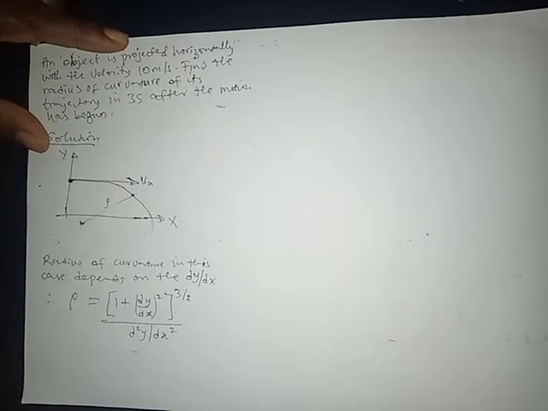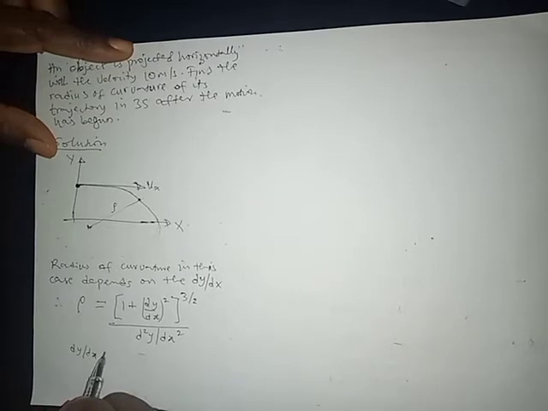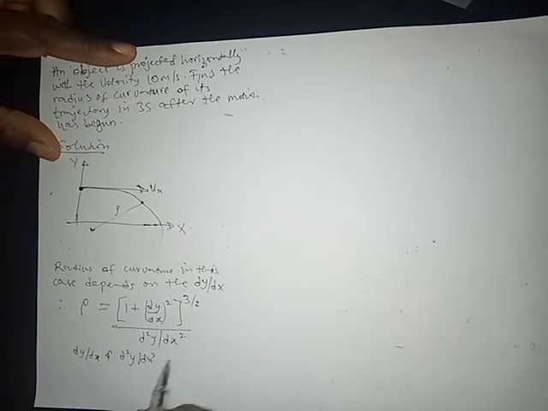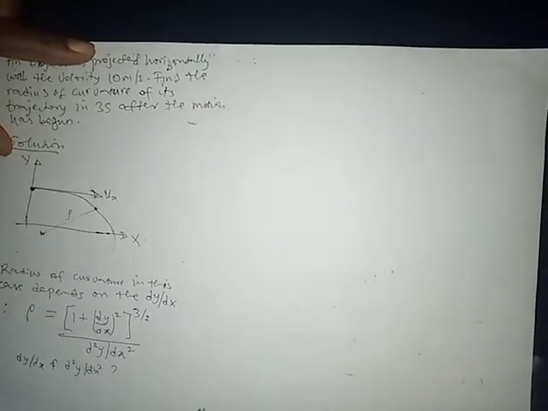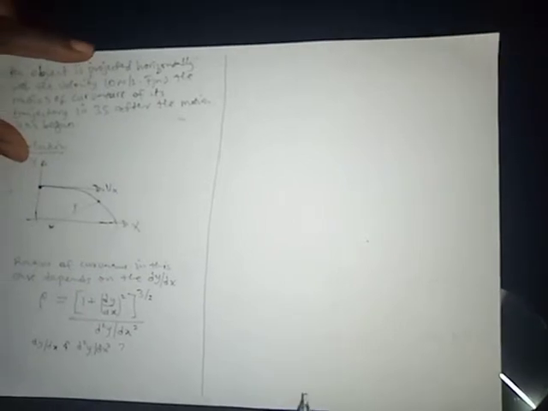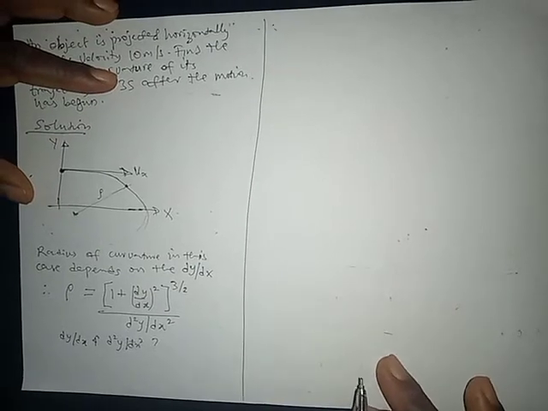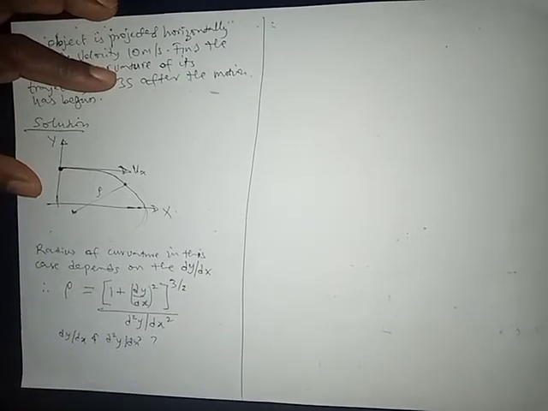But how do we get dy/dx and d squared y by dx squared? So how do we get all this? So that's what we are now out to obtain. To do that, first we use the equation of motion to describe what is the horizontal displacement and what is the vertical displacement.